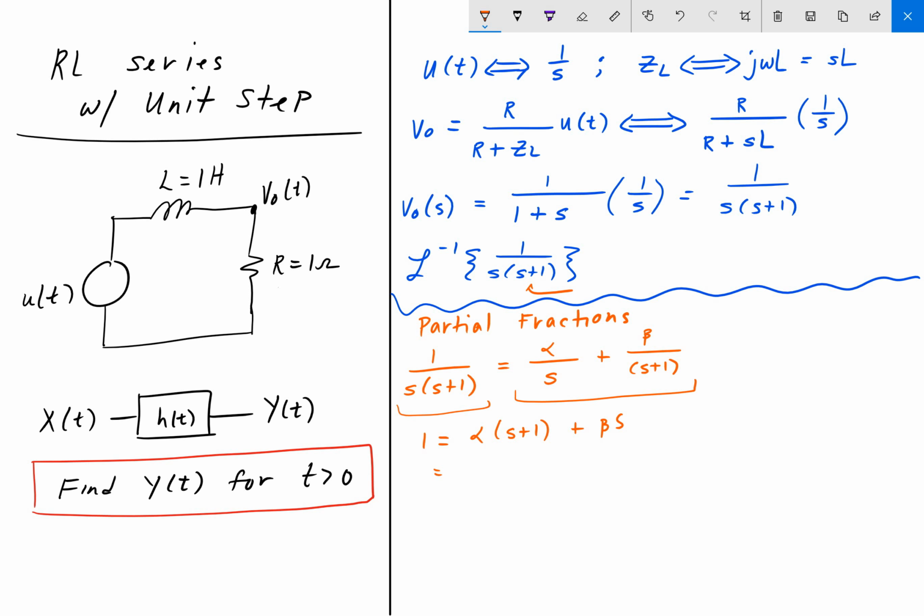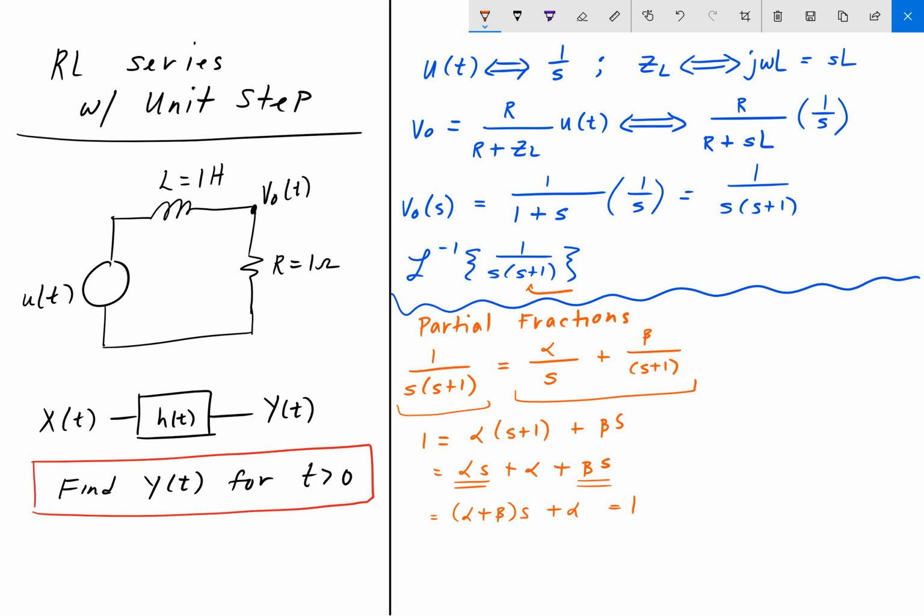And we can distribute this alpha, so that'd be alpha s plus beta s. Okay? Once we've distributed it, we can group these terms here, and that equals alpha plus beta s plus alpha, and all this still equals 1. And now we can break this up into two separate equations.